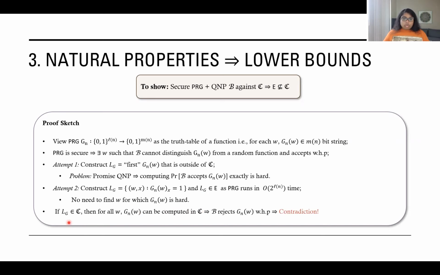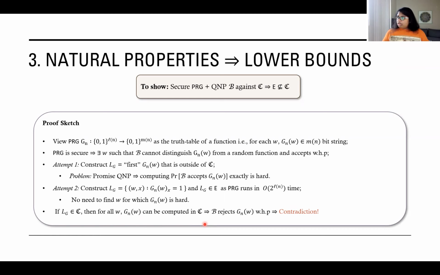Now let's assume by contradiction that this language is actually in my circuit class. Essentially, that means that for every W, my generator string can be computed within the circuit class, but that violates the security of the PRG. And so that's how you get the contradiction. So somehow the security of the PRG and the natural property can be used to show this contradiction.